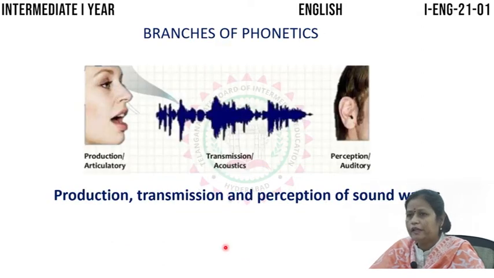So in phonetics we have 3 branches. They are production, nothing but the articulatory system, which helps in the production of sound. The second one is acoustics. It means transmission of sound in the form of waves from the producer to the receiver. And the receiver who receives the sound waves, it is called the auditory branch of phonetics, or perception of sound waves.